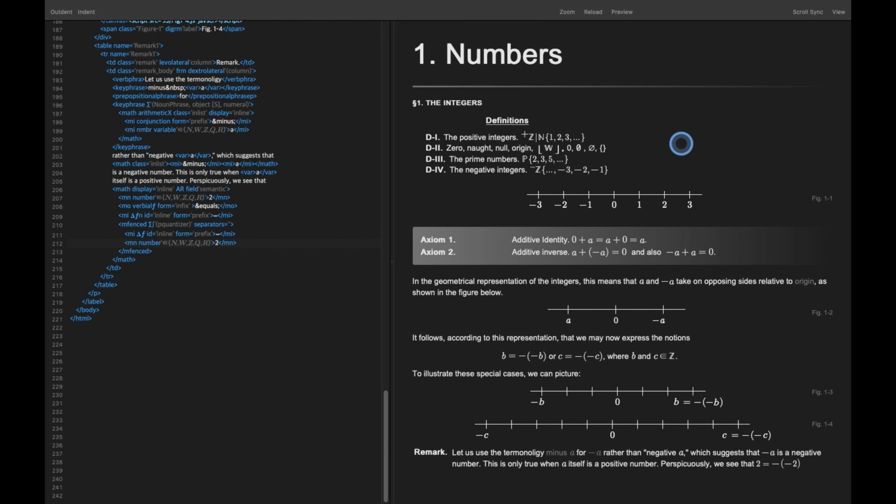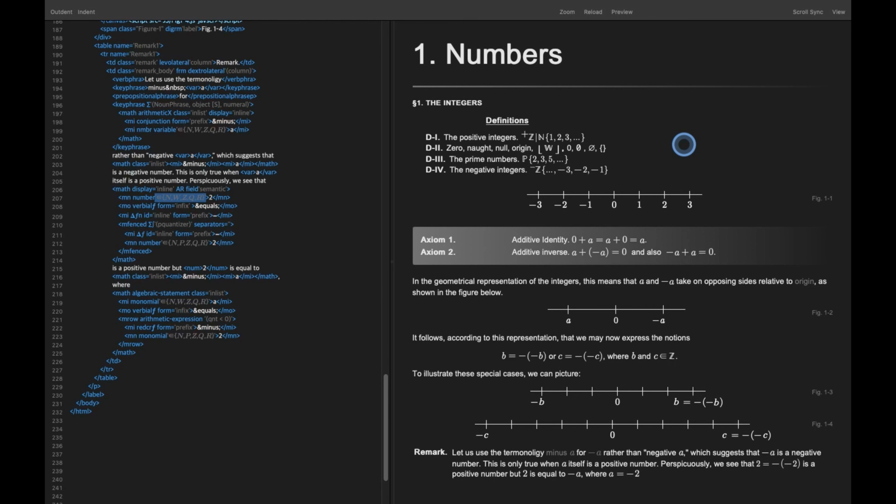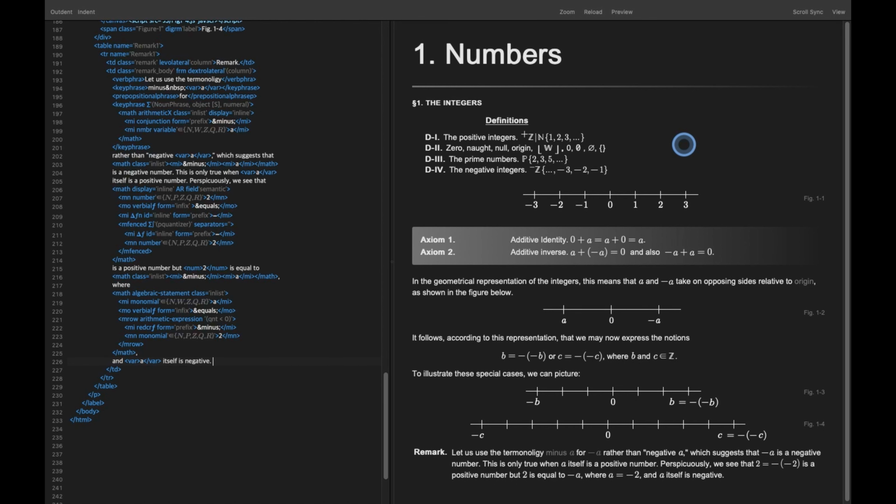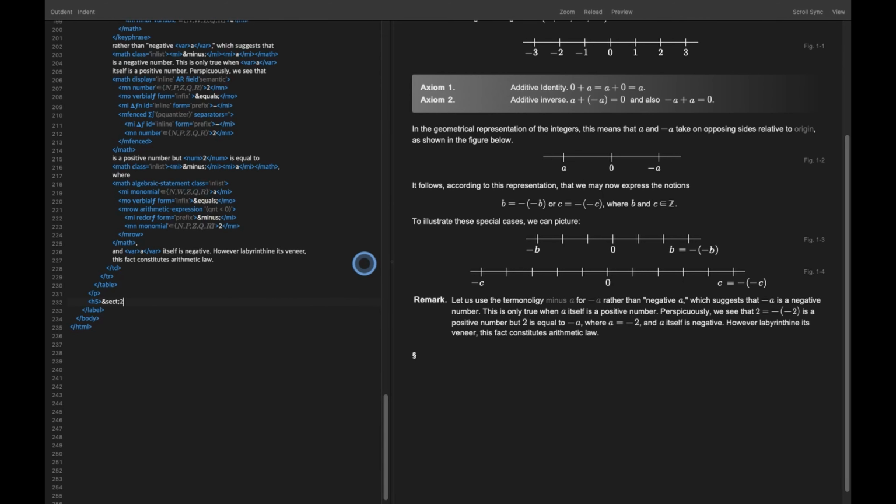Perspicuously, we see that 2 equals minus quantity minus 2, where minus 2 is not a positive number. But 2, in the case above, is equal to minus a, where a equals minus 2, and a itself, in this case, is negative. So however labyrinthine the veneer of this remark, this fact constitutes arithmetic law and should be internalized.